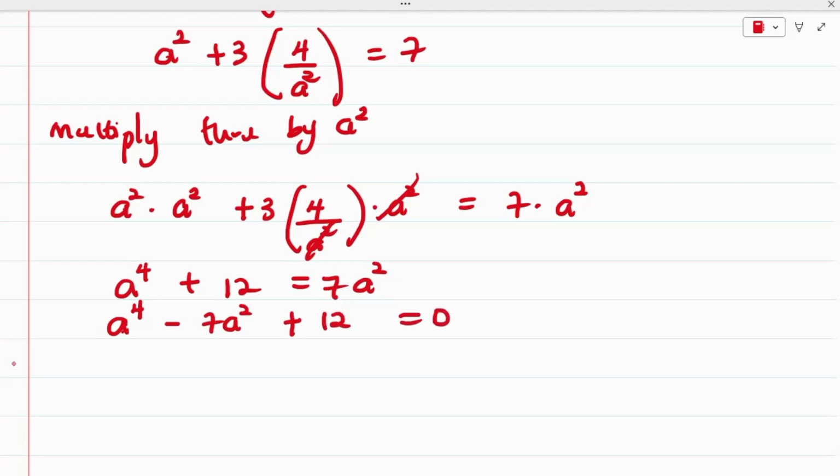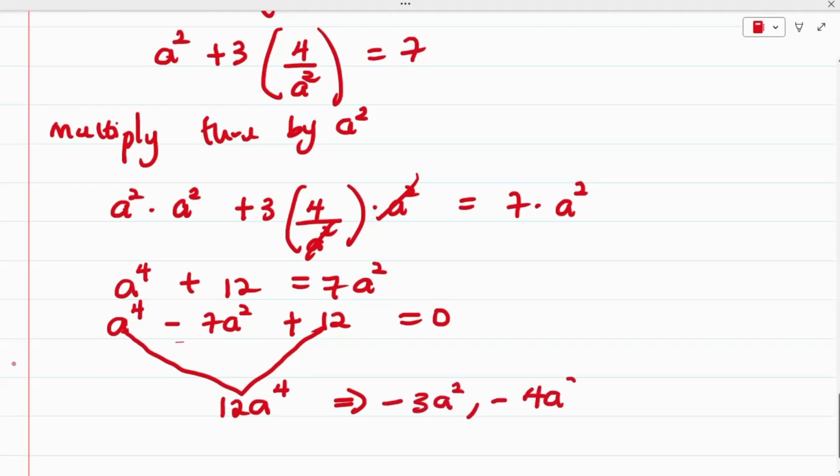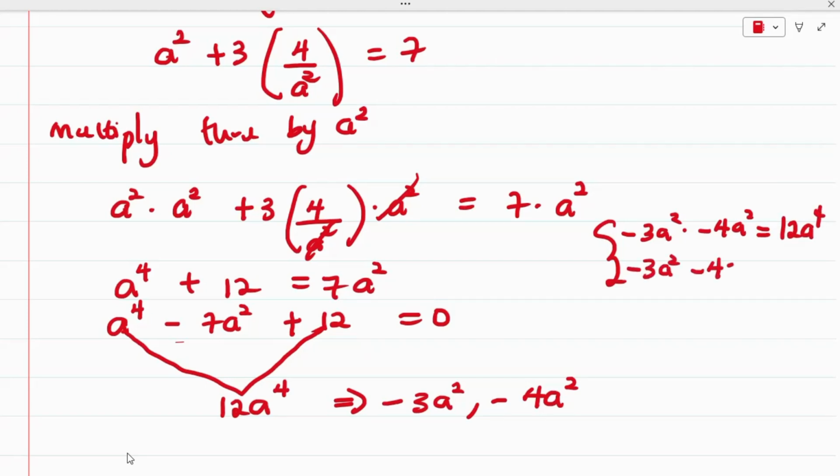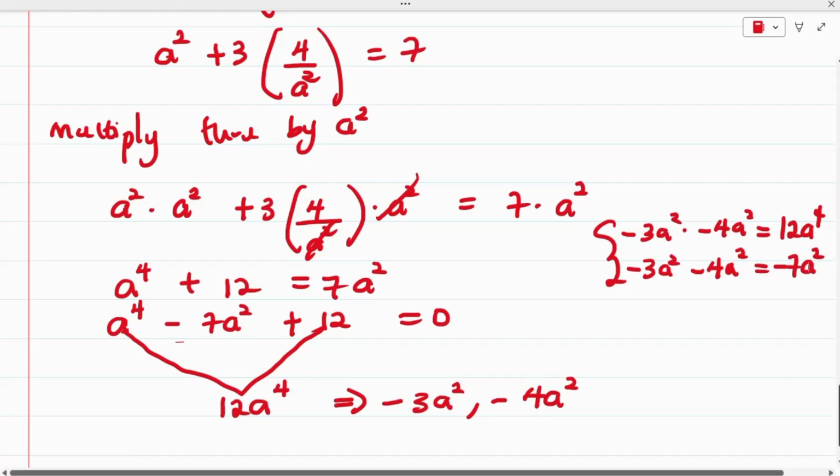So factorizing this, we take the first and the last term, and if we multiply them, we have 12a to the power of 4. So think of two numbers that when you multiply them, it will give you 12a to the power of 4, and when you add them, it gives you minus 7a squared. We have those numbers to be minus 3a squared and minus 4a squared. If you multiply minus 3a squared by minus 4a squared, this gives us 12a to the power of 4, and minus 3a squared minus 4a squared gives us minus 7a squared. So this is how you can easily factorize this.